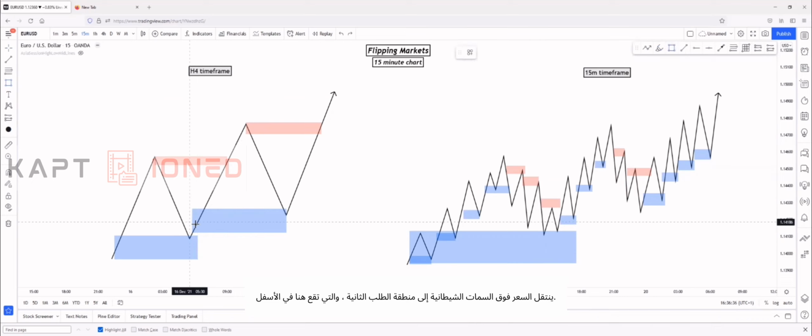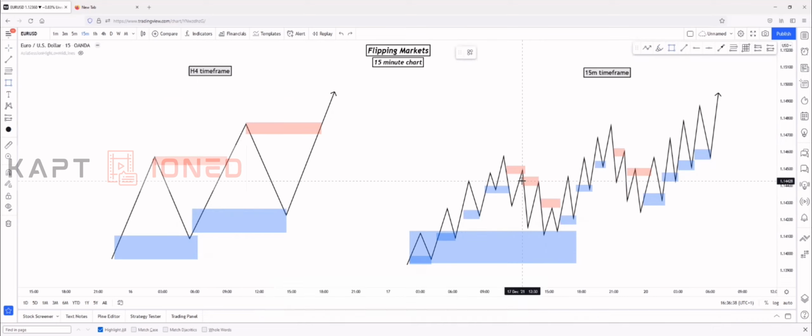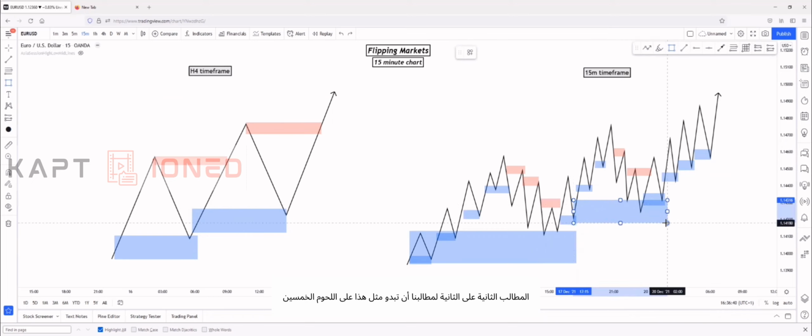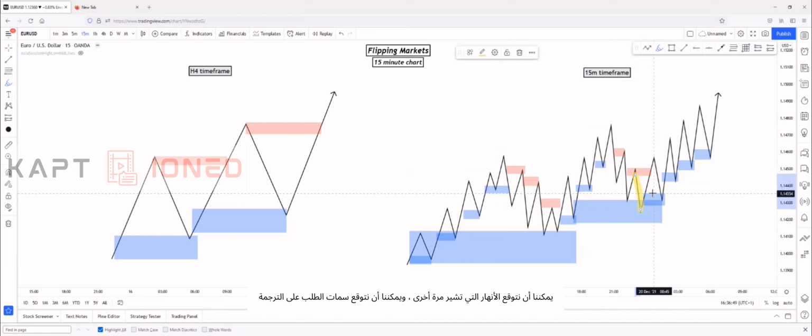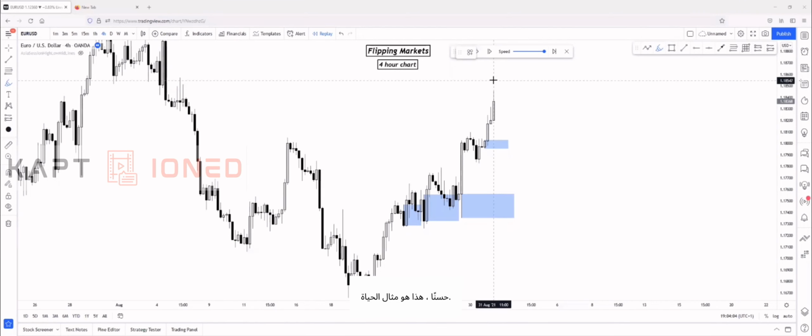Price steps into the second demand zone, which is down here. The second 4-hour demand zone will look like this on the 50-minute. And if price steps into this zone on the 15-minute chart, we can expect a reversal point again, and we can expect demand trades over supply trades again. Okay, so that's a live example.